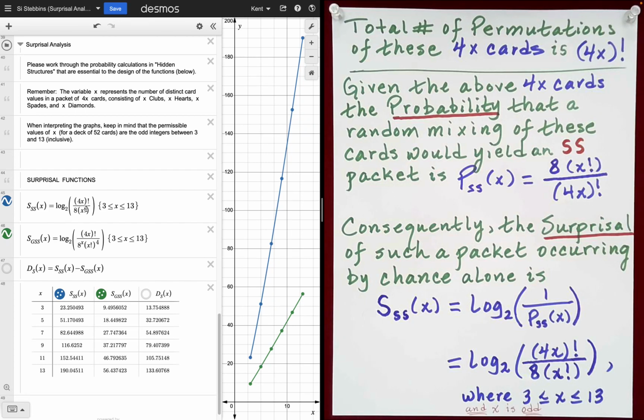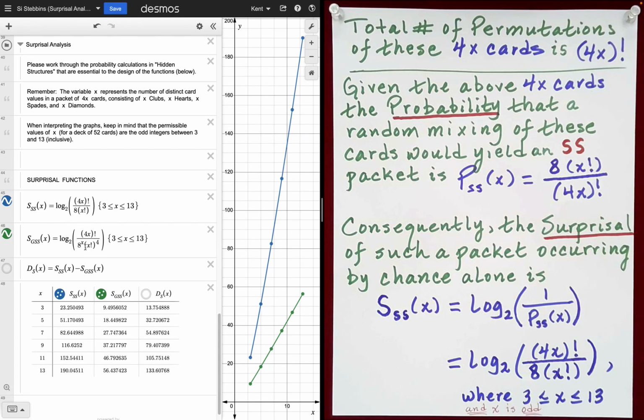The second surprisal function is simply obtained by deriving the total number of packets having a post-Gilbreath-like structure divided by the total number of permutations of those cards. And of course, because the surprisal is log base 2 of 1 over the probability, it flips the fraction inside, as was the case for our original surprisal function for SS packets. Okay, so both of the expressions needed to build these surprisal functions can be derived from the fundamental counting principle.